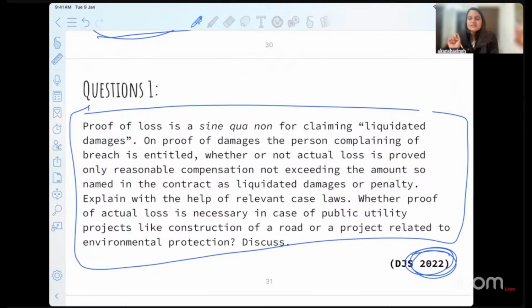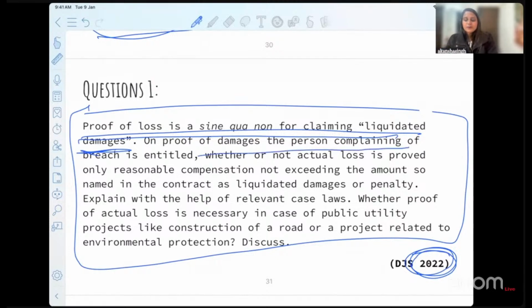Proof of loss is a sine qua non for claiming liquidated damages. The red part of section 74. I hope you will remember it from me calling it the red part or the caution part. So this is the first aspect of the question, that proof of loss is a sine qua non. Do you have to prove or not? If you only read from the bare act, you may be in some confusion. But when you read the entire case laws that we have discussed today, you will be able to answer it.